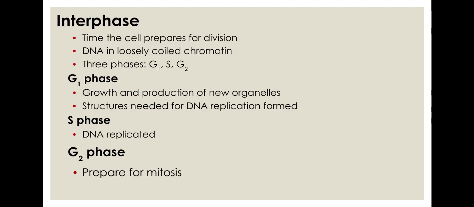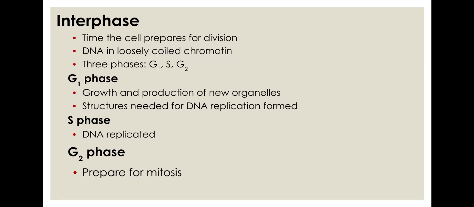So in interphase, what is happening is this is the time that the cell has to prepare to divide. The DNA starts as this loosely coiled chromatin, right? Sort of like those headphones just tossed in a backpack. And again, there are 3 phases, the G1 or growth 1, S or synthesis, and G2 or growth 2.